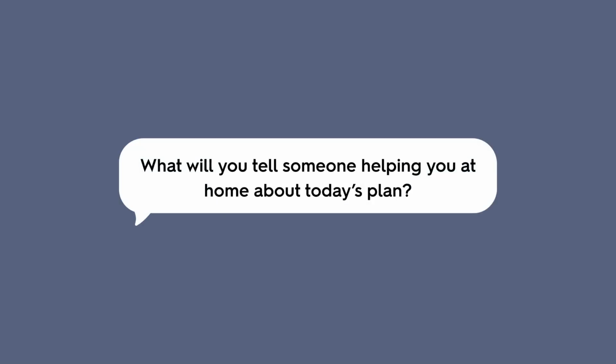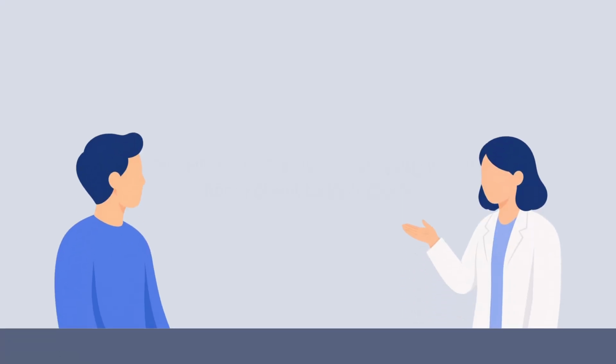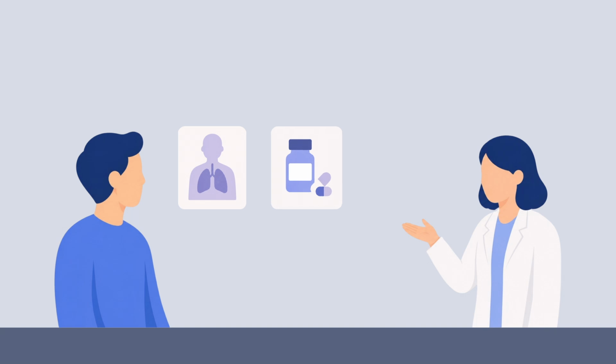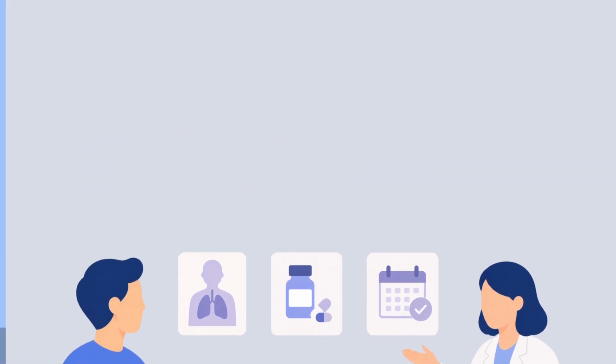Teachback can also reveal what the patient thinks is most important. For a broader check, the clinician might ask, "What will you tell someone helping you at home about today's plan?" This kind of question shows both understanding and priorities. Maybe the patient remembers the medicine but forgets the follow-up visit. That gives the clinician a chance to make the plan clearer before the visit ends.